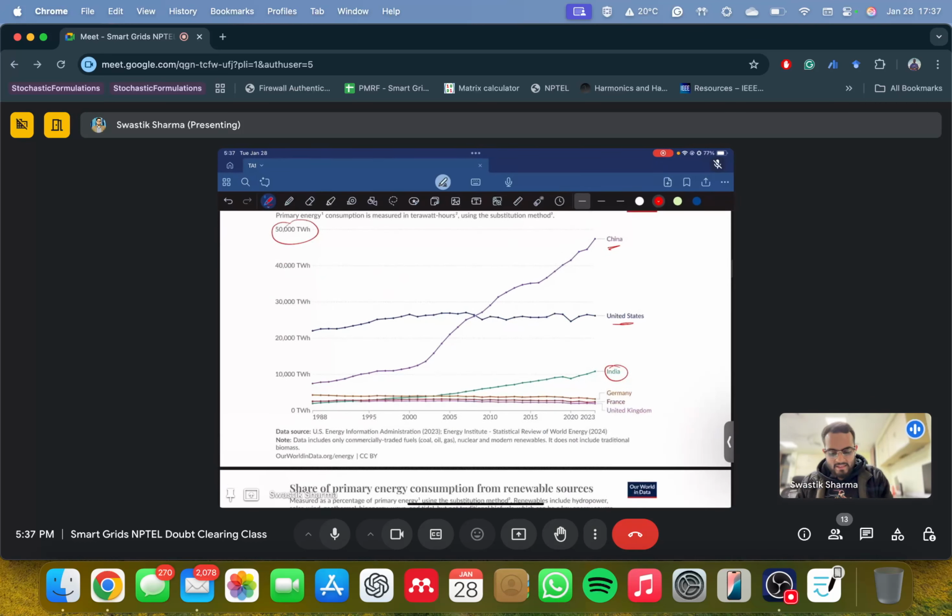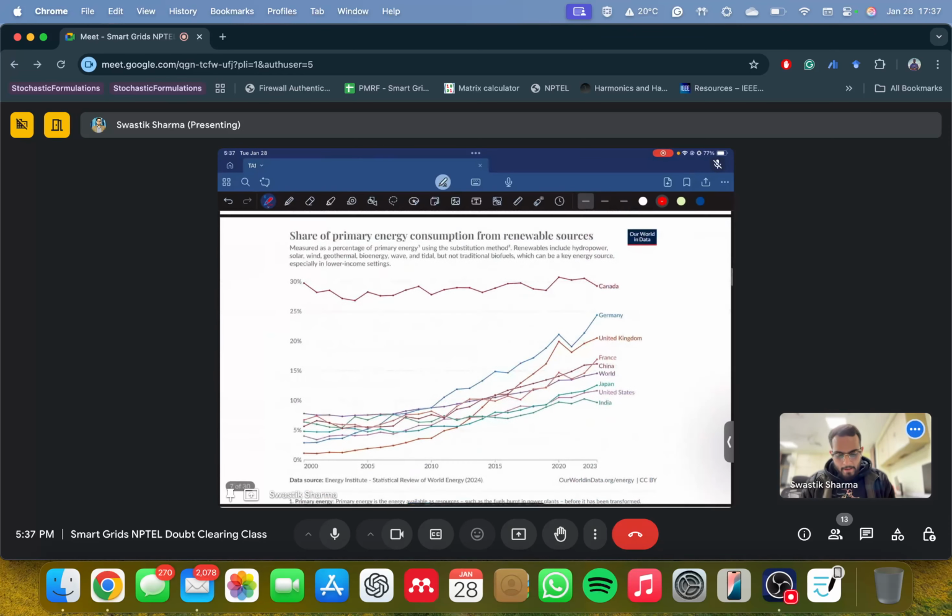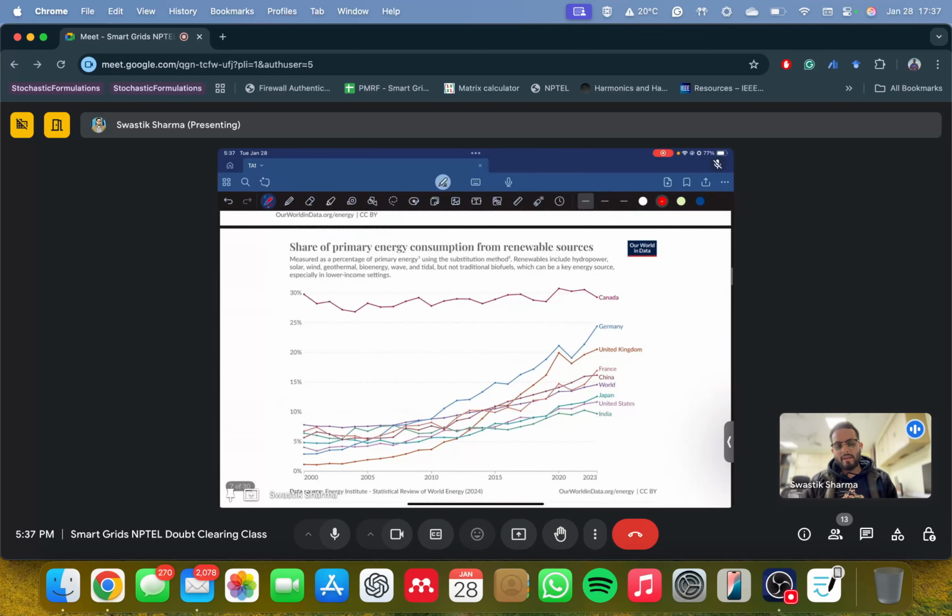You can see United States, their primary energy consumption has stagnated to the point that they don't require building much more electricity generation. That's why they are not building more power plants. But now see, what is the share of this primary energy consumption that comes from renewable sources? Canada has the highest amount of power from renewable resources used for consumption. There is a difference between electricity generation, right? You can have power plants, but they may not be used for energy consumption. They may be used for supporting load growth and stuff like that.